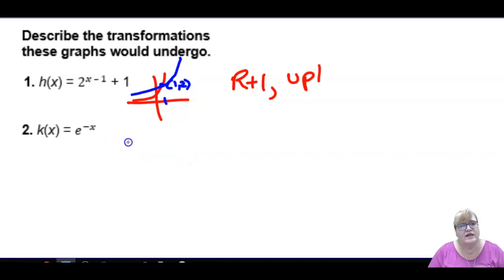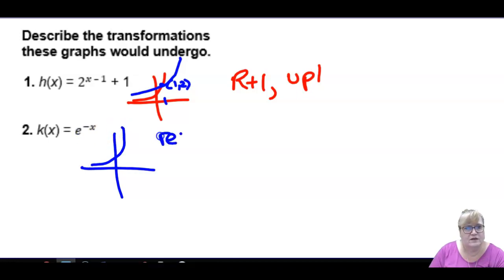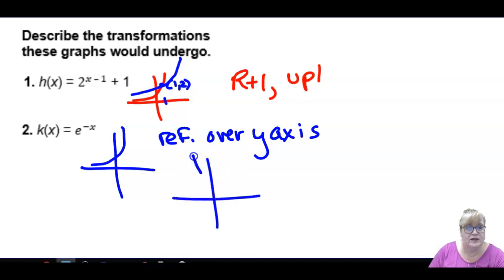And then e to the negative x is e to the x, which looks like this, and it's reflected across the y-axis. The negative is on the x, so it changes x values, so it's horizontally changing across the y-axis. It's flipping left to right, so it would now look like this. It would be a decay function. All right.